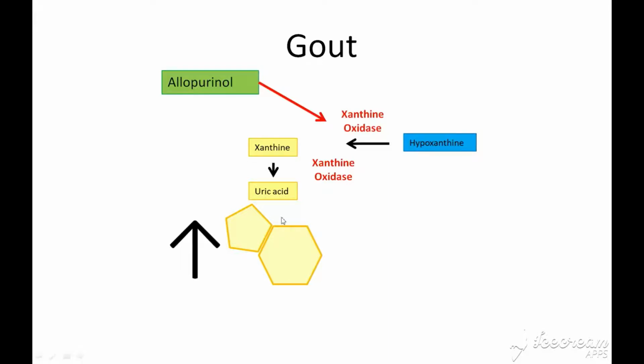And in these cases, basically the treatment of gout is going to be to give a drug called allopurinol. Now, this is a drug that inhibits the enzyme xanthine oxidase, and when you inhibit this enzyme, you're going to decrease the production of uric acid.